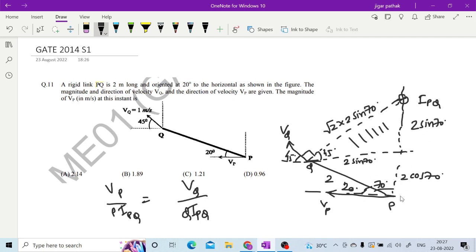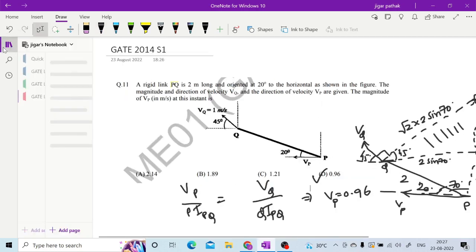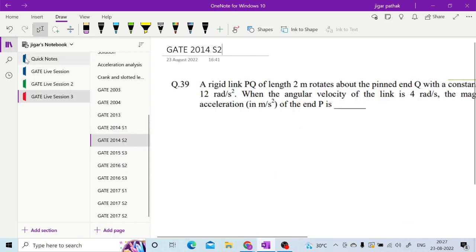Now you have this distance PIPQ with you and QIPQ with you. If you put all the values, VQ is given as 1, your answer VP will be coming as 0.96. So this is the correct answer. Right, so let us move to the next one.